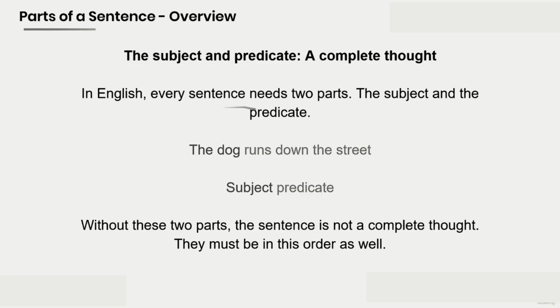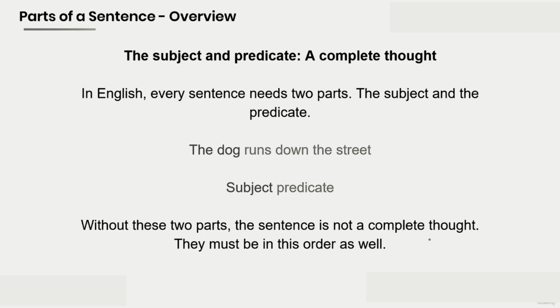Let's look at these examples. The dog runs down the street. Okay, here the subject of our sentence, or who or what the sentence is about, is the dog, and the predicate will be the rest of the sentence here. So we have the subject and then the predicate. The predicate tells us what the subject is doing. Without these two parts, okay, the sentence is not a complete thought.